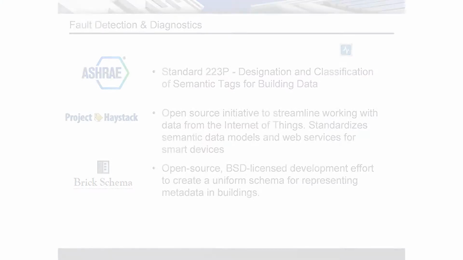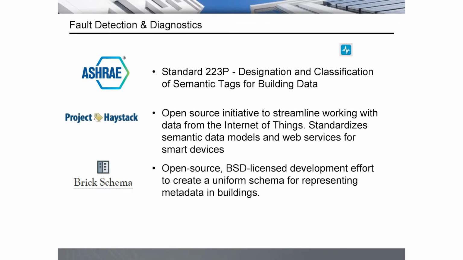How many of you are familiar with Project Haystack? Okay. So that's helping drive some of the standard tagging that we need to use and how we manage that data. And then there's also something called Brick Schema that's helping organize how that stuff needs to be set up, from a zone to an air handling unit to a chilled water system.